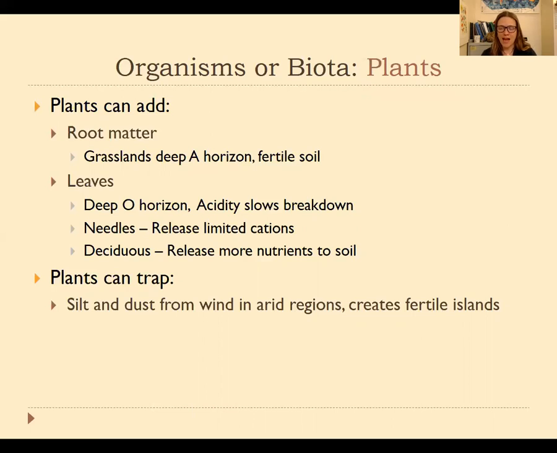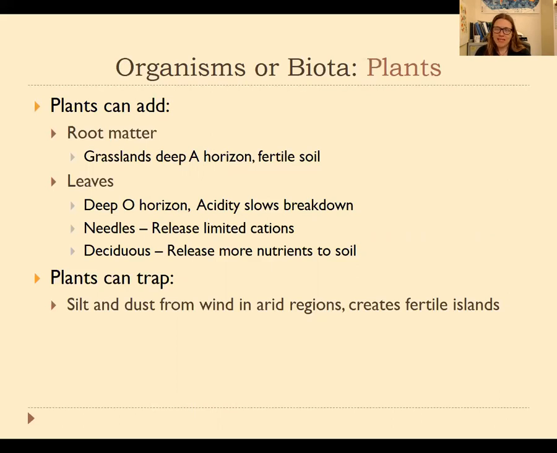So plants obviously have important relationships with soil. Plants can add root matter. They can also, of course, add leaves as leaves fall off and decompose. So root matter is particularly important in grasslands. The type of really thick matted roots that grass forms leads to these really deep A-horizon or topsoil formations in grassland environments, which contribute to very fertile soils. Because remember that A-horizon is the topsoil environment where there's more organic matter and more interaction with living organisms.